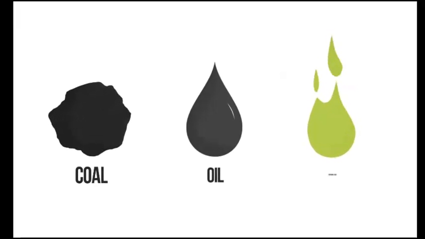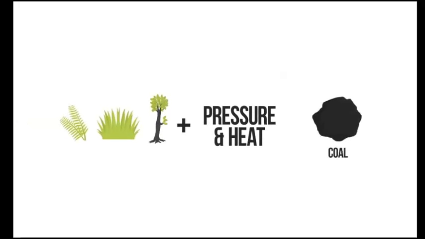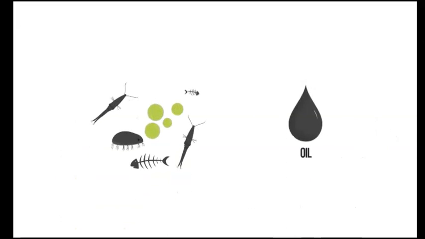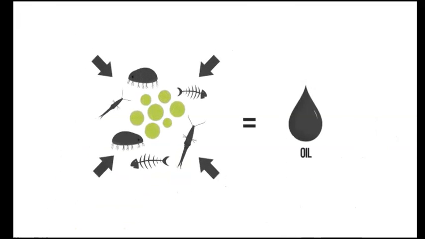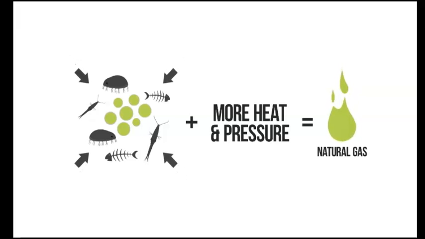There are three major types of fossil fuels: coal, oil, and natural gas. Coal was formed from ferns, plants, and trees, which hardened due to pressure and heat. Oil was formed from small organisms, like zooplankton and algae, where pressure caused the more complex organic matter to decompose. Natural gas was formed by the same process as oil, only it was exposed to more heat and pressure, causing it to further decompose and turn into a gaseous form.